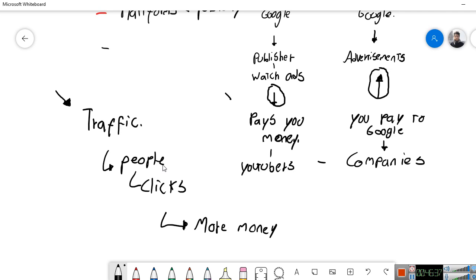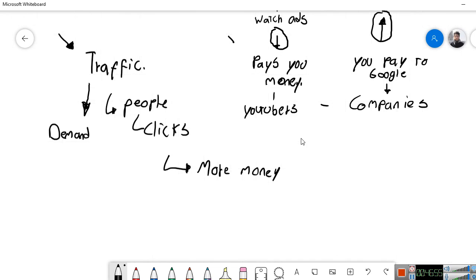This is also related with demand. So traffic is also interchangeable with demand. And that's what the people want. What I offer to those who click on me or watch my videos, I'm going to call that offer. Let's write it here. So those are maybe my videos, my websites, and so on. So that's all that we have for today, guys.